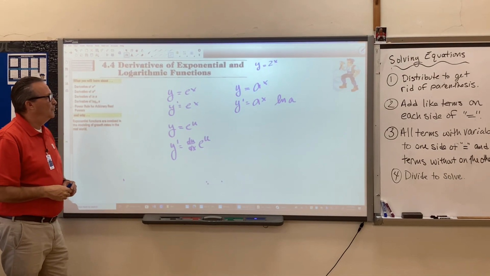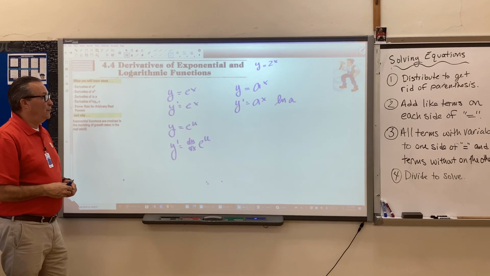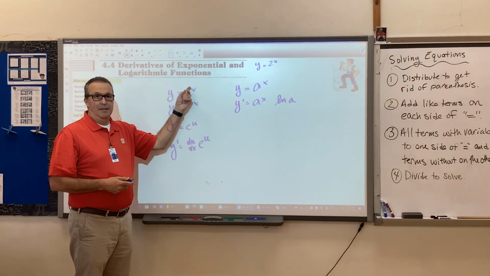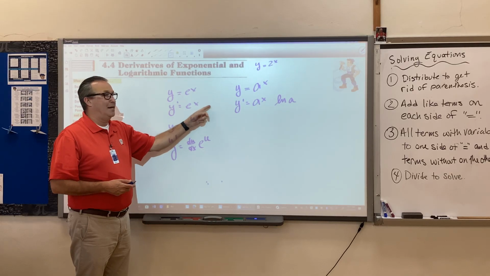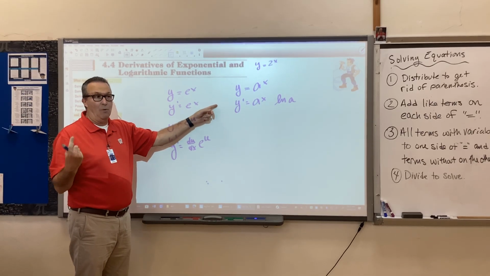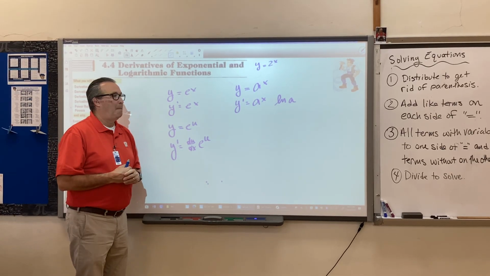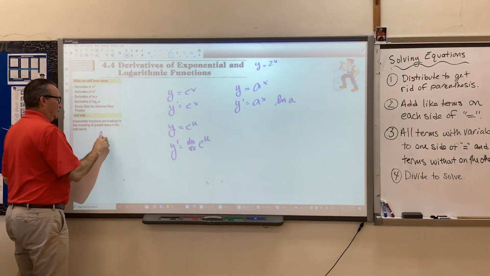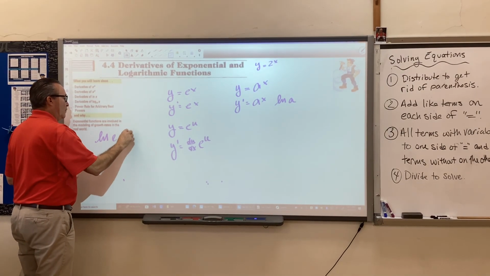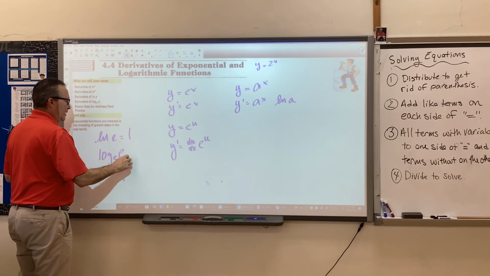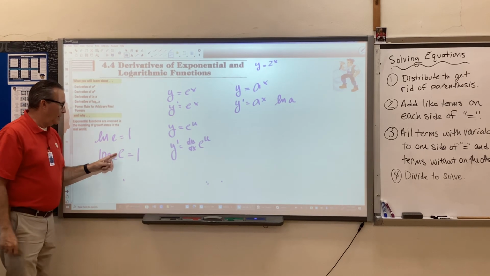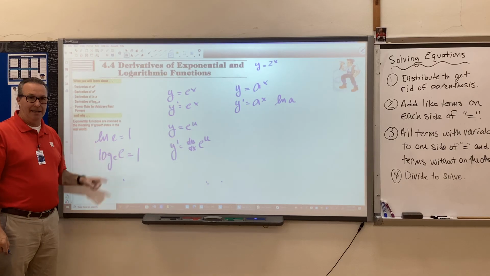Now, this could be the same. The derivative of e to the x is e to the x times the natural log of e, but the natural log of e is 1. The natural log of e is 1. Log base e of e equals 1. 1 is the power you put on e to get e.